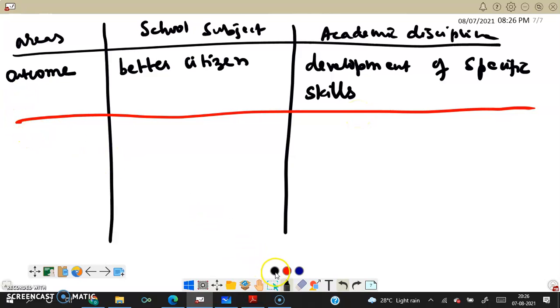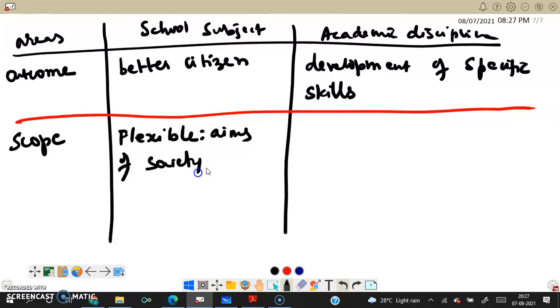Now we go to the scope. School is flexible. It changes as the aims of society change. It is not always fixed. The aim of the school changes according to the society. Here we can say the scope within the subject.